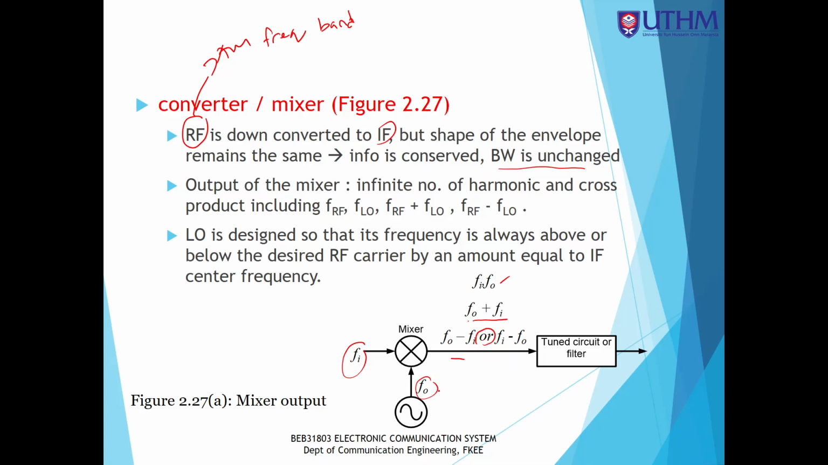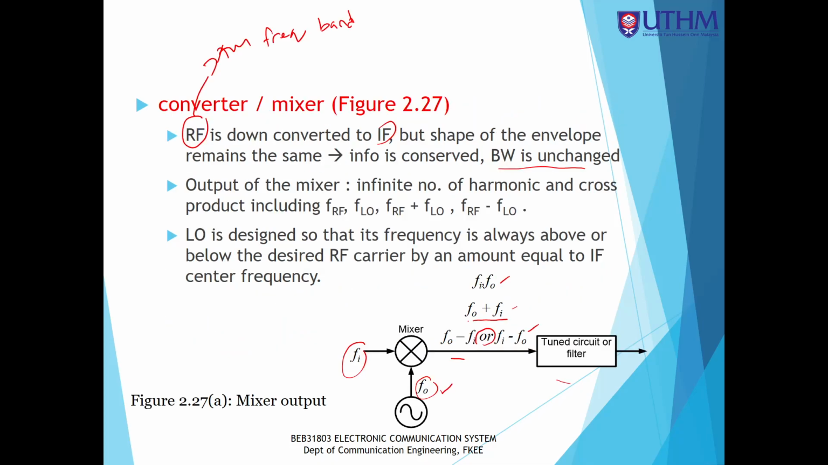Normally the local oscillator is higher than the input frequency. So you get Fi, Fo, the upper sideband and the lower sideband. Then the tuned circuit filter will select only the desired frequency band and remove the harmonics. So how does it actually look like?